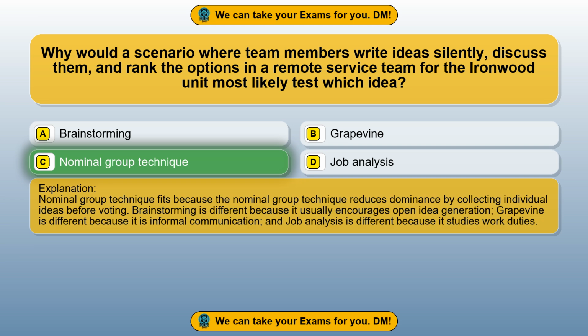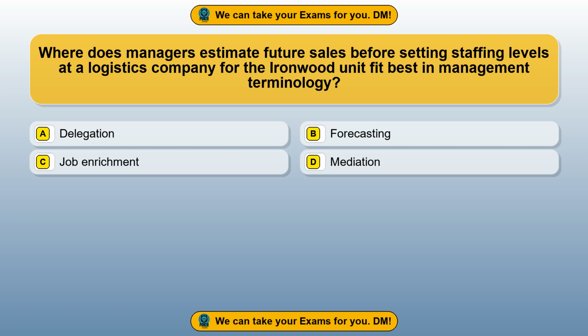Nominal group technique fits because the nominal group technique reduces dominance by collecting individual ideas before voting. Brainstorming is different because it usually encourages open idea generation. Grapevine is different because it is informal communication, and job analysis is different because it studies work duties. Question 58.